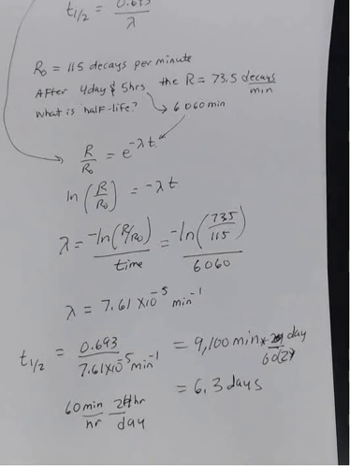So it's going to take 6.3 days for this thing to decay. Okay, what we haven't mentioned is when nuclei will undergo beta decay versus when they will undergo alpha decay. Let's just mention that, and then let's talk about carbon dating.